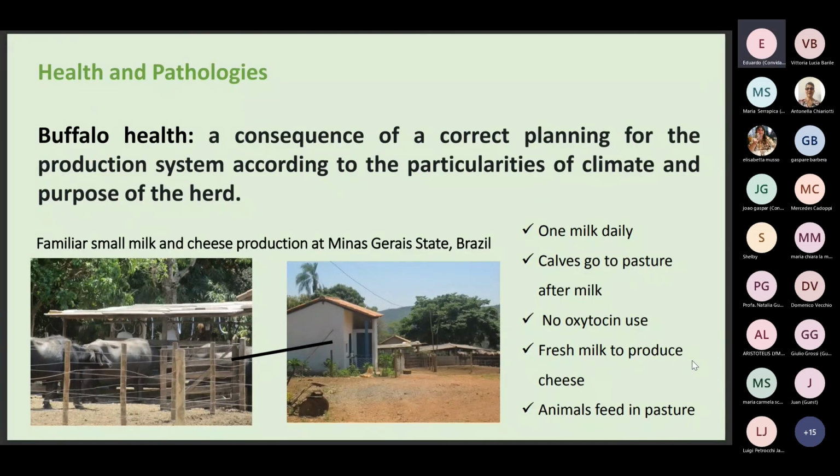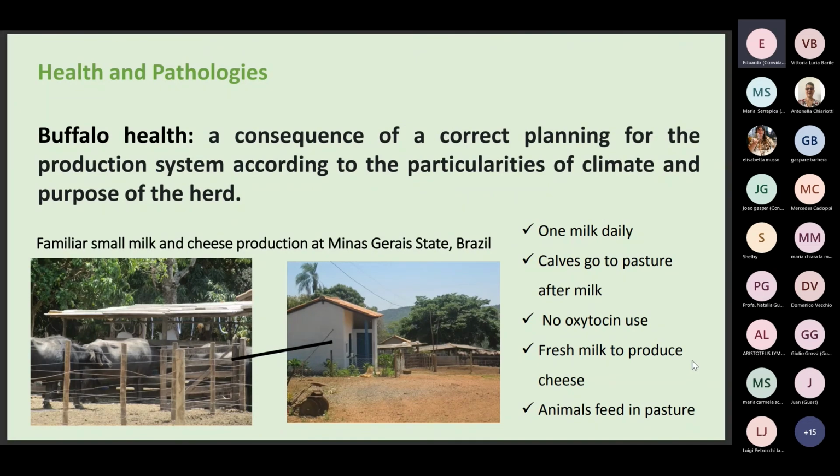So, for example, this is a very typical small farmer in Brazil, in Minas Gerais state, where I live. That's very good because it's a very small farm, okay? The animals go to the pasture, one milking daily. Calves go to the pasture after milking. There's no use of oxytocin.